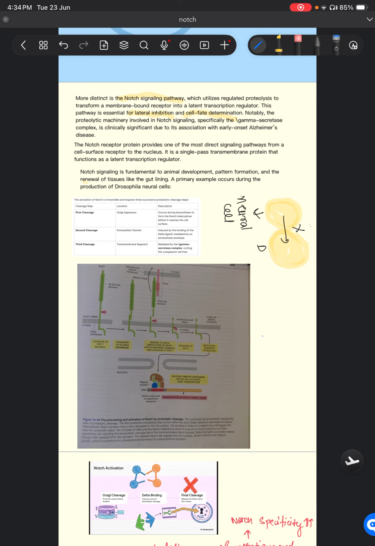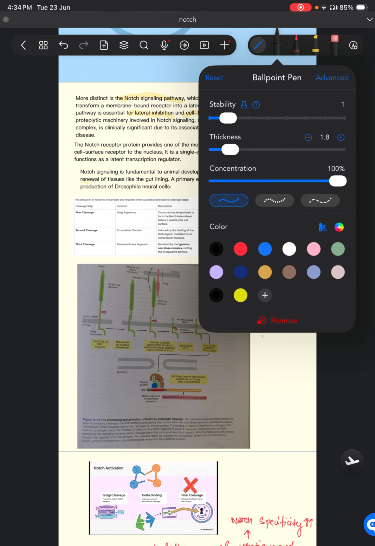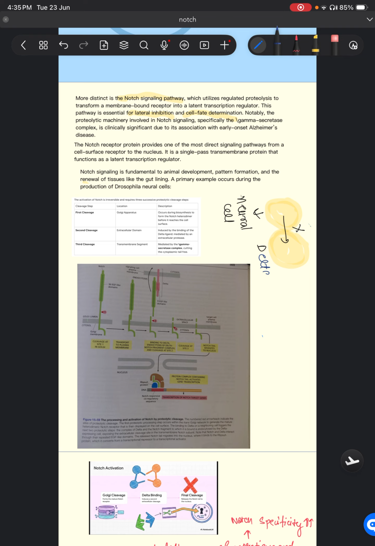With the help of Delta plus Notch, this will have lateral inhibition, and it will develop into an epidermal cell instead of a neural cell. So this is cell fate determination. Now we have to understand how it occurs.